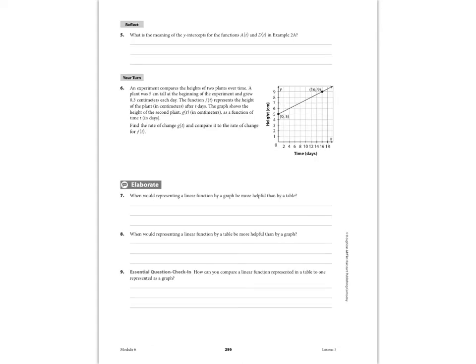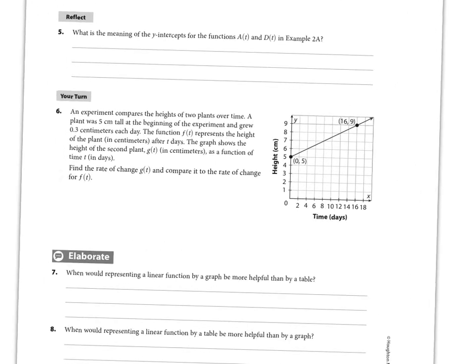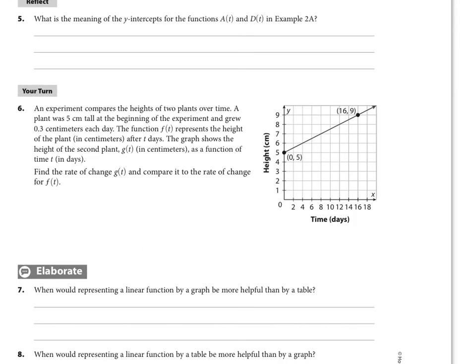And let's go to the last your turn here. We're going to look at an experiment that compares the heights of 2 plants over time. The plant was 5 centimeters tall at the beginning of the experiment and grew 0.3 centimeters each day. The function f of t represents the height of the plant in centimeters after t days. The graph shows the height of the second plant, g of t, in centimeters as a function of time t in days.